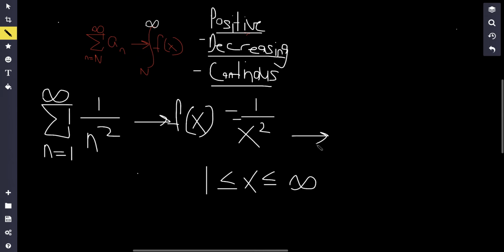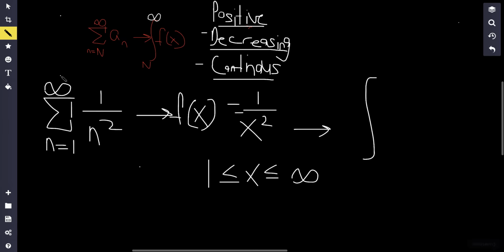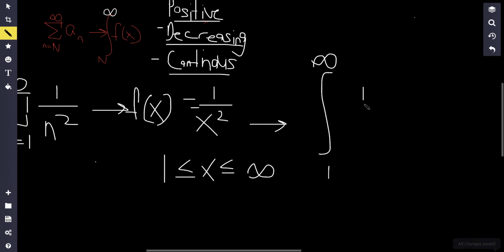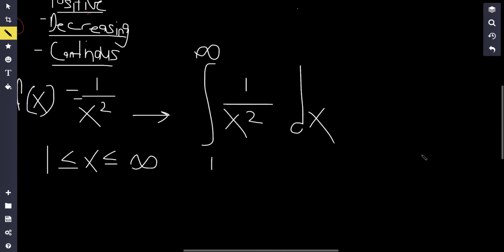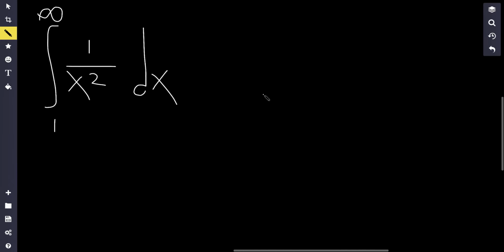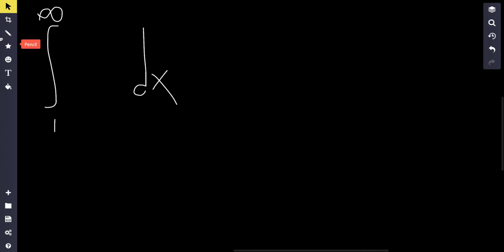So we can rewrite this as the integral from, in this case, 1 to infinity of 1 over x squared dx. And then now we can just solve this integral. This is the same thing as x to the negative second power, right? So I'm going to write this as the integral from 1 to infinity of x to the negative second power.